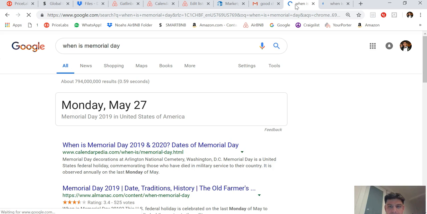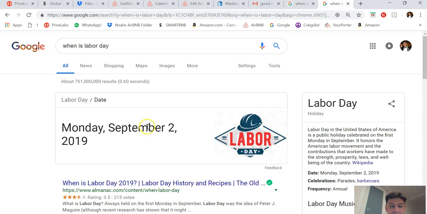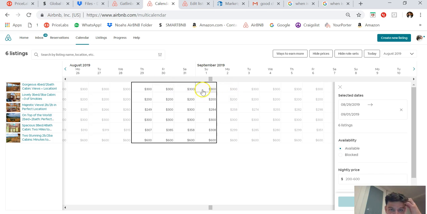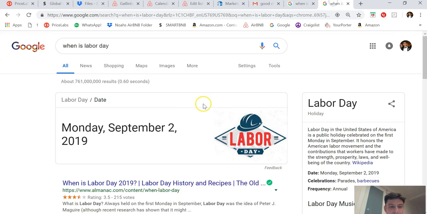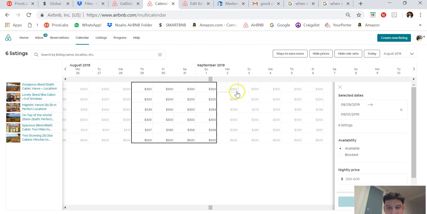You want to see May 27th is going to be a big holiday, huge holiday. It's Memorial Day. And the end of August is going to be a great holiday too. So let's make sure we keep these prices high. People are going to have days off. People are going to have this Monday off of work. They're going to want to be in the cabins. So this weekend needs to be highly priced.